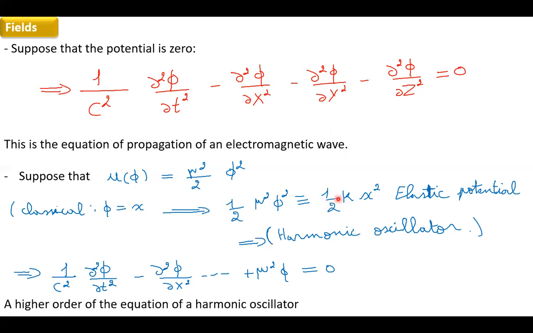So with this potential, you get 1 over c squared del squared phi over del t squared minus del squared phi over del x squared, over y squared, over z squared, plus the derivative of U with respect to phi. You calculate del U over del phi: the derivative of this quantity with respect to phi is 2 over 2 mu squared phi, so it's mu squared phi, which is equal to 0. This is the equation of a higher order harmonic oscillator. It's the same mechanical harmonic oscillator that you already know, but it's a higher order equation. It's difficult to find this in classical mechanics because you don't use space-time. When we use space-time, we can find this higher order equation.